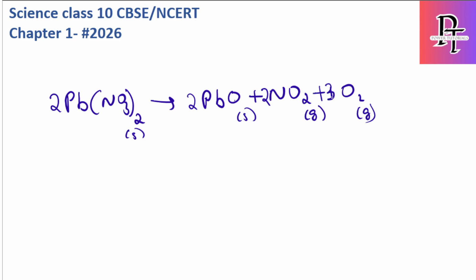2 plus 4 is 6. Now if I keep 3 O2 it will become 6. So 6 plus 6 is 12, and here also it is 12. Now it's a balanced chemical equation. So make sure to cross check when you are writing any balanced chemical equation.